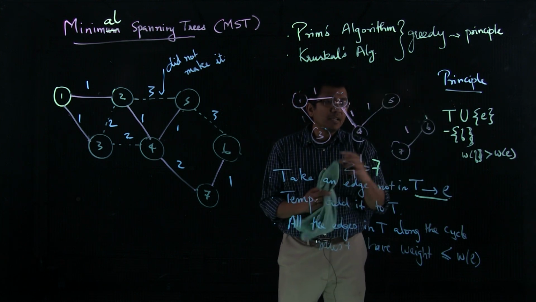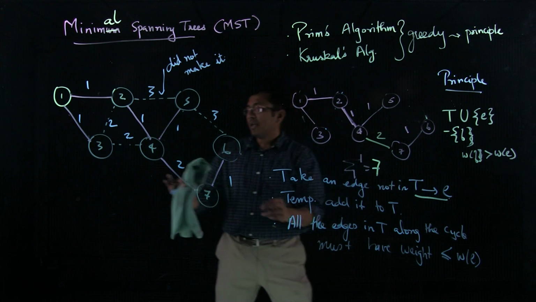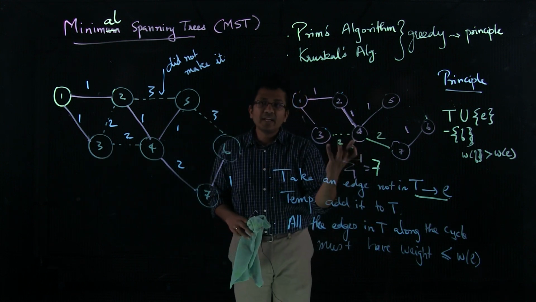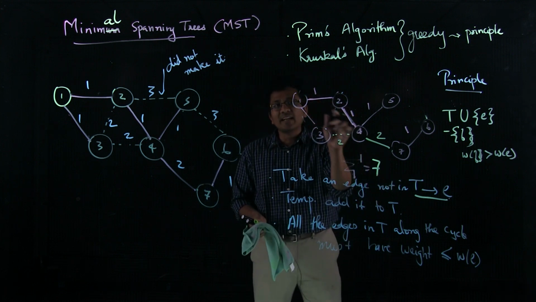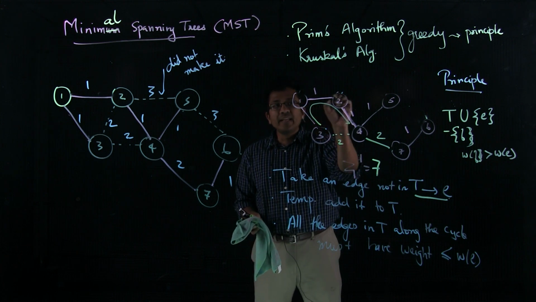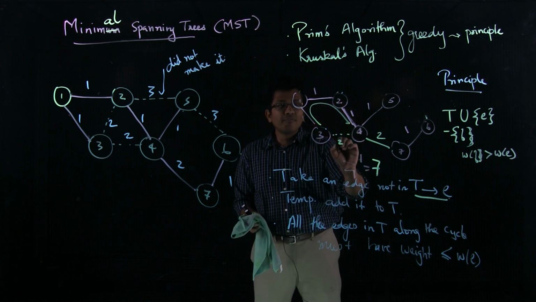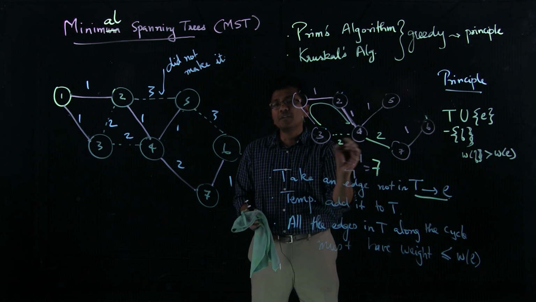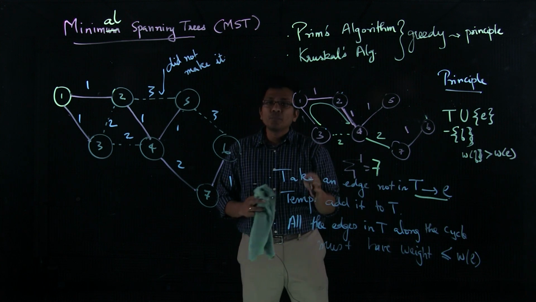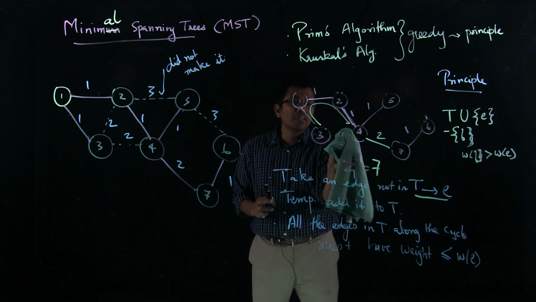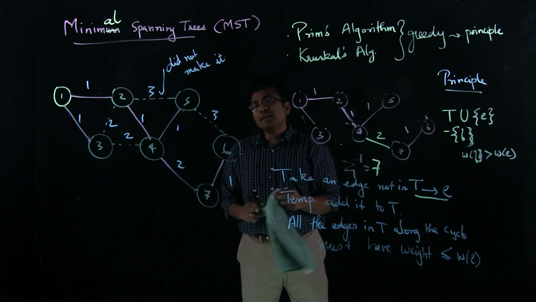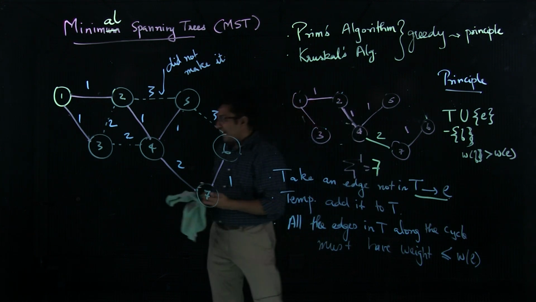But take any edge that was originally in the graph, like the edge from 3 to 4, temporarily add it to the tree, consider it adding it to the tree, it creates a cycle. Traverse the cycle along the tree. All the edges in the tree that were along the cycle must have weight which is less than this new edge that you're trying to add. So if this new edge has weight 2, these edges have weight 1, then that's okay. And this must hold for every edge not in the tree. Okay, and if your tree satisfies this important property, then it is a minimum spanning tree.